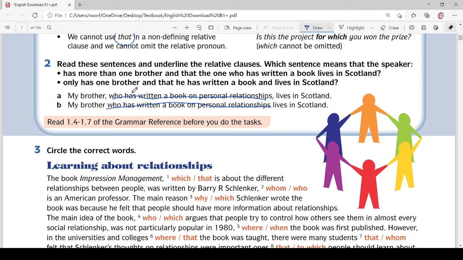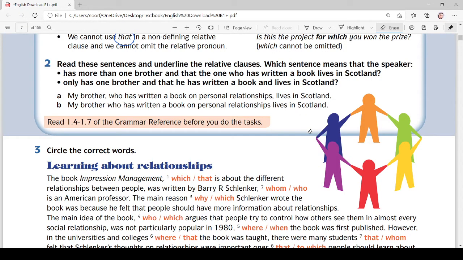Okay. A ni, my brother who has written a book on personal relationships lives in Scotland. So, abang dia who has written a book on personal relationships lives in Scotland.